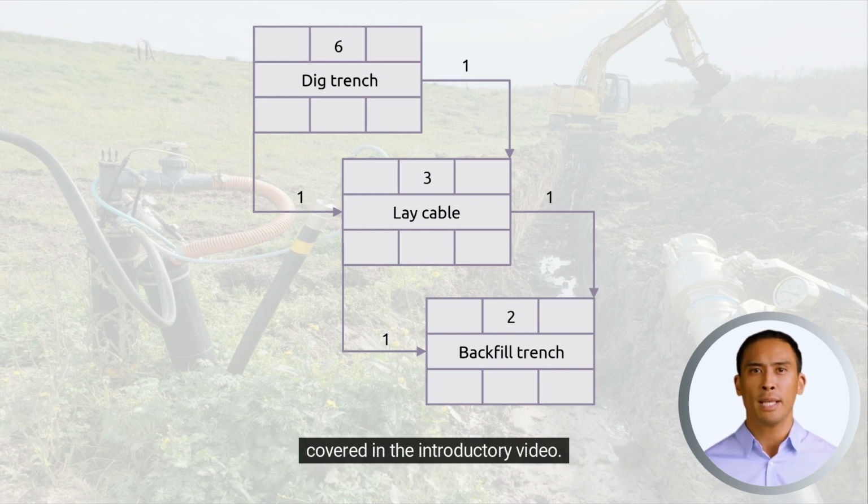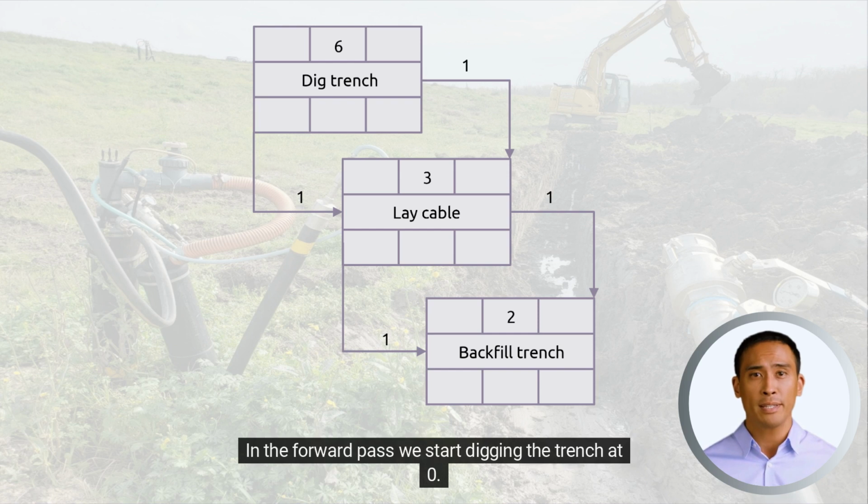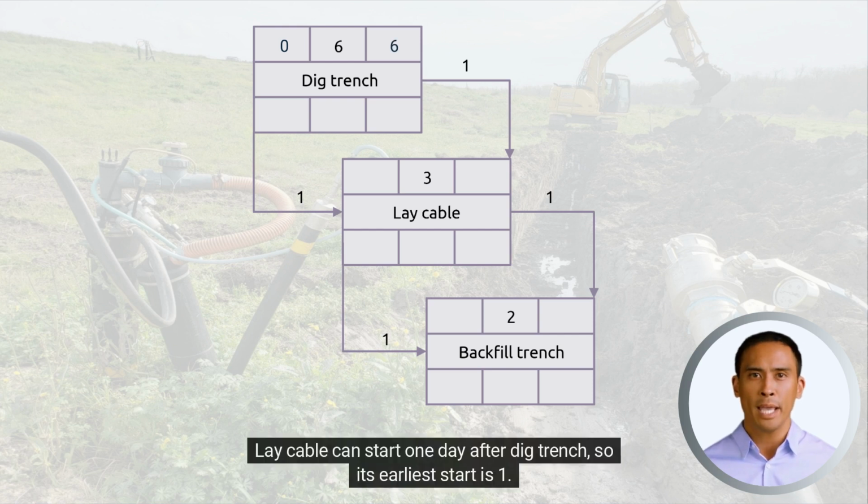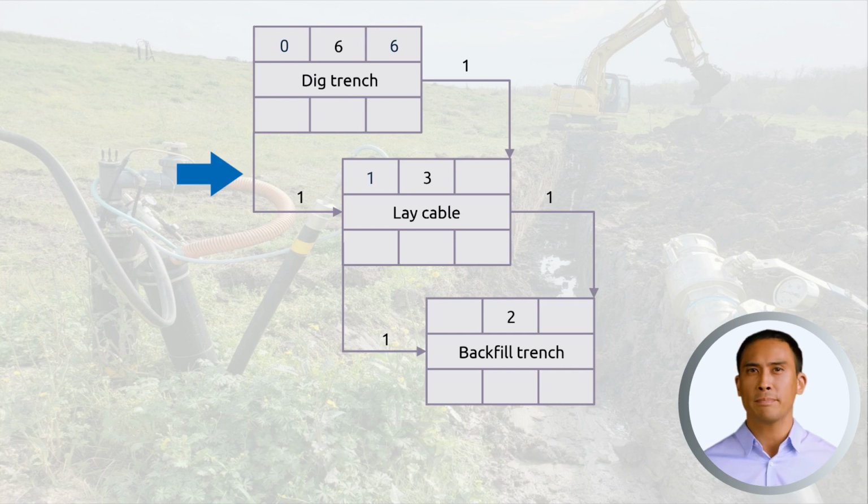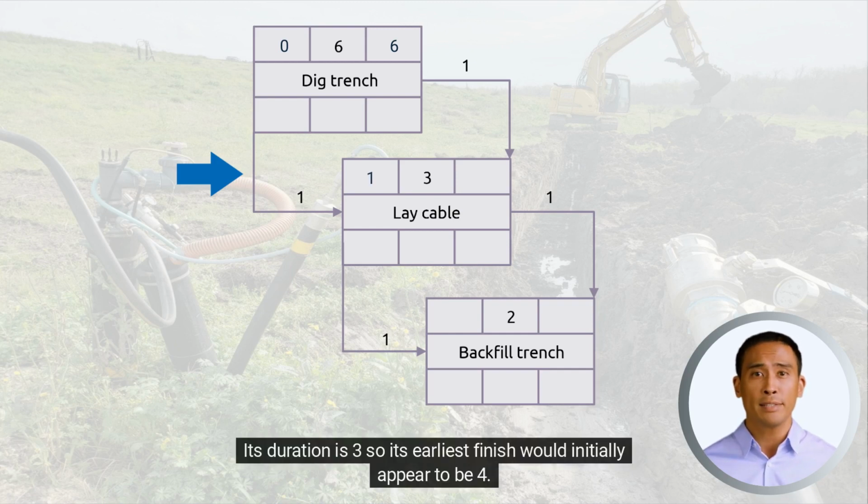We're now going to calculate the earliest and latest dates for these activities using the method that we covered in the introductory video. In the forward pass, we start digging the trench at zero. With a duration of 6 days, its earliest finish is 6. Lay cable can start 1 day after dig trench, so its earliest start is 1. Its duration is 3, so its earliest finish would initially appear to be 4.